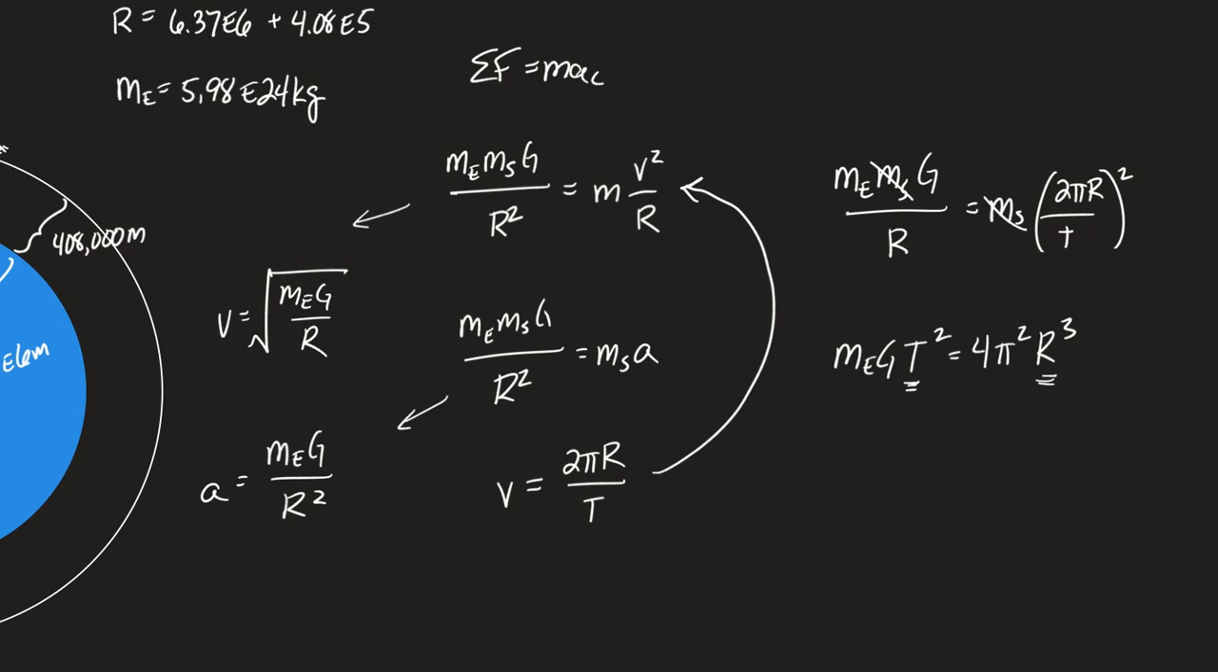Either way, when you found the velocity here, you could have gone right here to figure out the period, or you can come up with a relationship that relates the period to the radius. I expect you to be able to do this tomorrow.